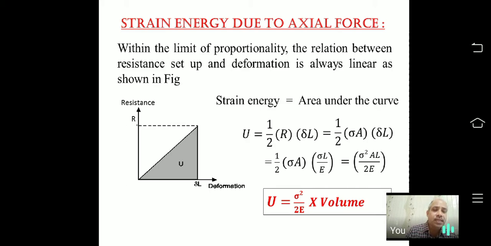So now this is energy stored in the body, and now this energy is stored by the three types of loads. We have gradually applied load, we have suddenly applied load, and we have impact load. So now we have to make the relations for this.